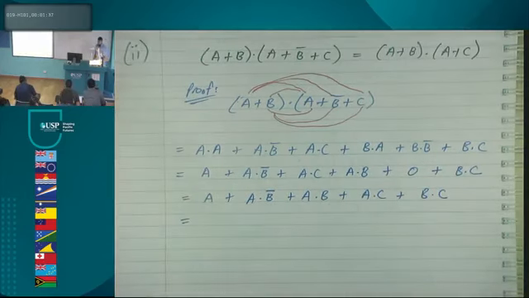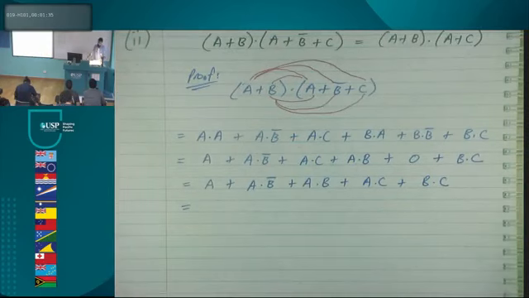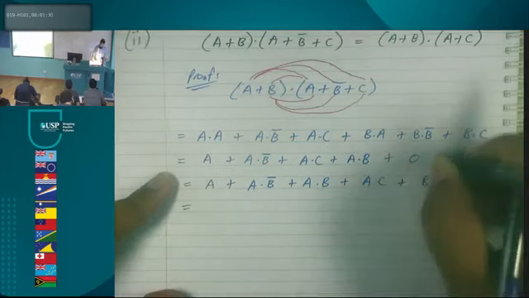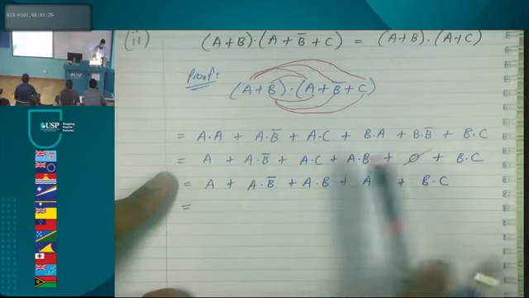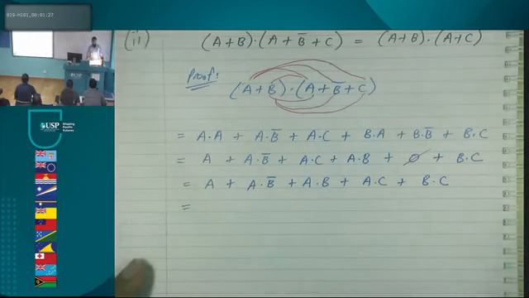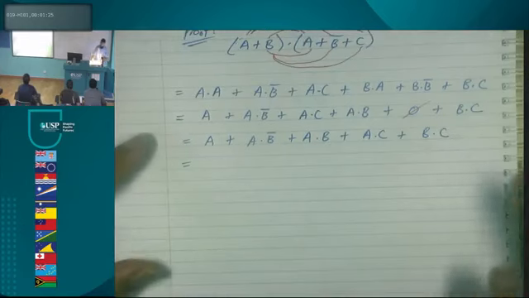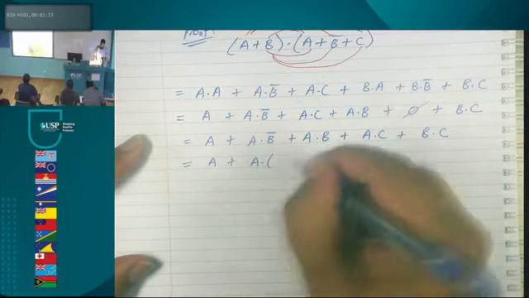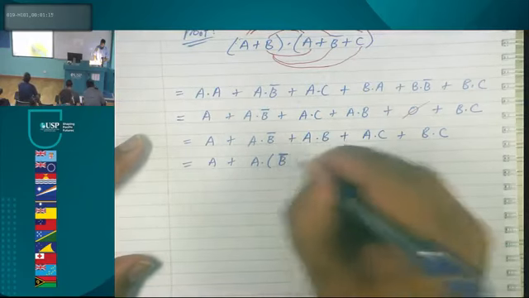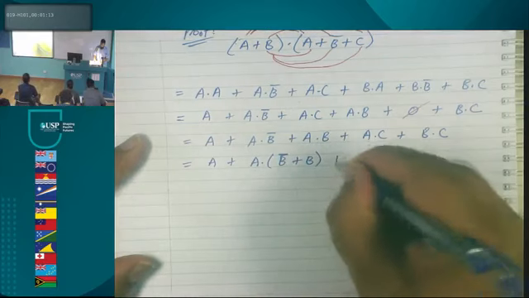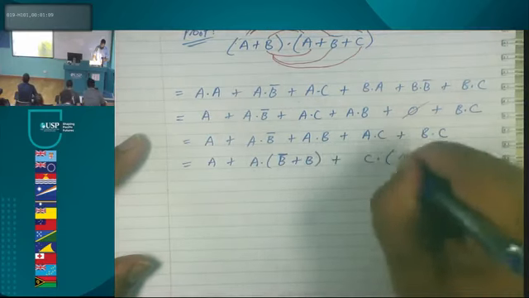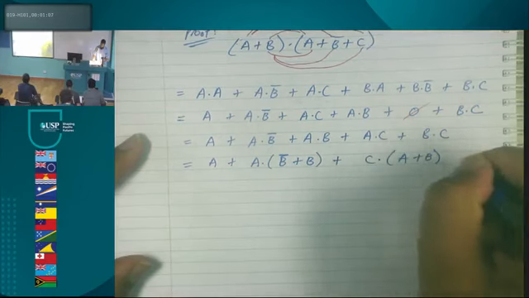So have I missed any terms? When you're dealing with so many terms, you've got to keep track. 1, 2, 3, 4, 5, 6. Yeah, and this guy falls off. So now 1, 2, 3, 4, 5. Okay, right. Okay, set. So we now, what can we do here? We leave that A alone. This is A into B bar or B, and we have this as C into A or B. All right, okay.